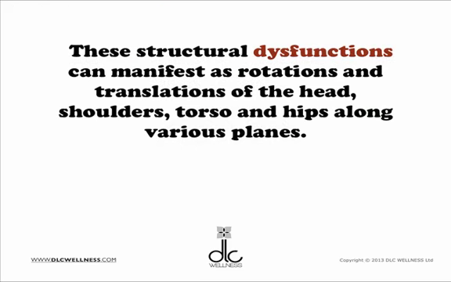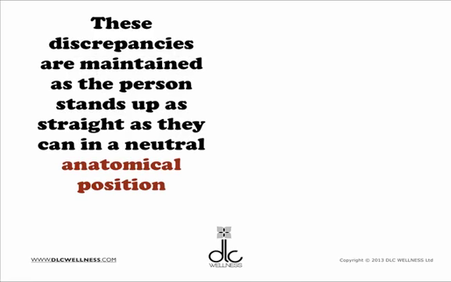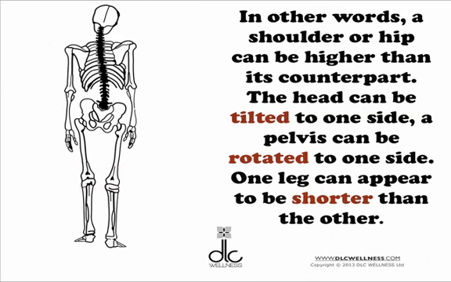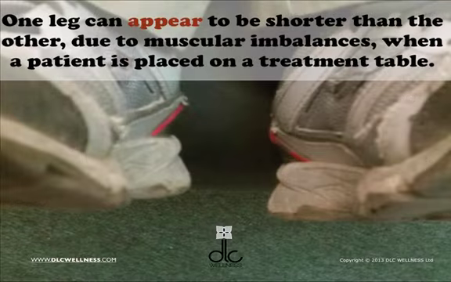These structural dysfunctions can manifest as rotations and translations of the head, shoulders, torso, and hips along various planes. These discrepancies are maintained as the person stands up as straight as they can in a neutral anatomical position. In other words, a shoulder or hip can be higher than its counterpart. The head can be tilted to one side, a pelvis can be rotated to one side, one leg can appear shorter than the other due to muscular imbalances when a patient is placed on a treatment table.